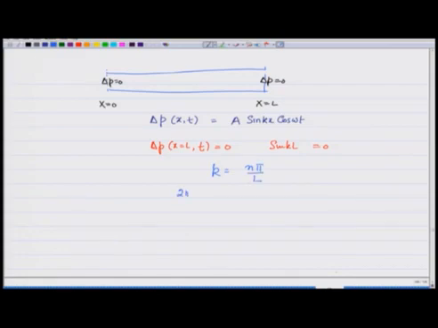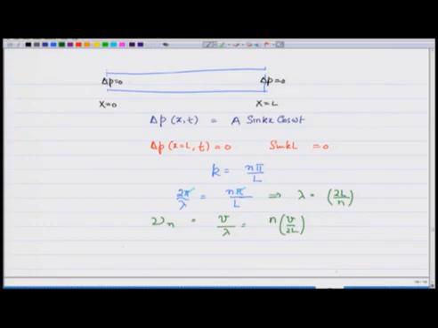K is nothing but 2 pi over lambda, which should be equal to n pi over L. I cancel pi on both sides and I get lambda equals 2L over n, and therefore, the frequency nu n is going to be equal to V over lambda. V is whatever it is, we have found this earlier, square root of b over density or gamma, but the important thing is going to be n V over 2L.